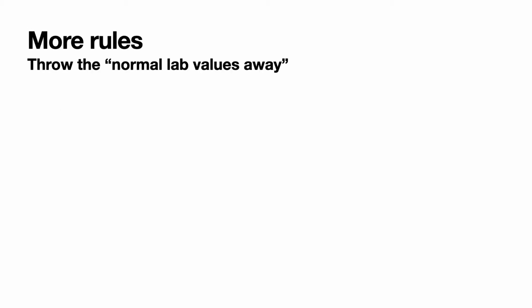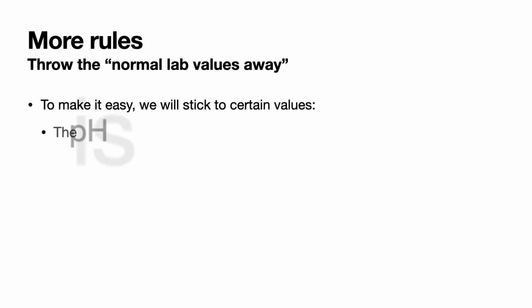Of course, there are more rules. The next one is throw the normal values away. So how are we going to do that? Well, the thing is to make things easy, so we're going to stick to this. The pH is always 7.35 to 7.45, and that's because our body is very good at maintaining it.